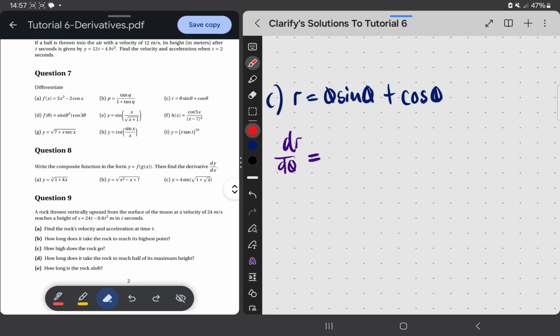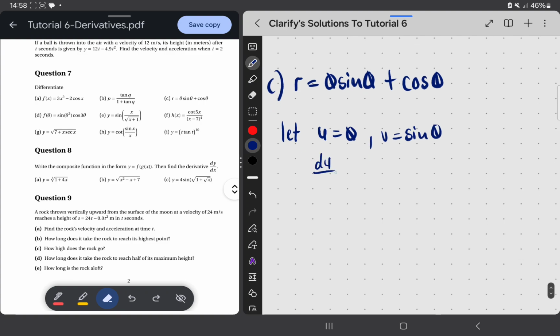So this is going to be the product rule, when you have two functions next to each other multiplying each other. Now, how do you do the product rule? If you want to do it the long way, let u be equal to theta, and v be equal to sine theta, because they are multiplying each other. Then u prime is 1 and v prime is cos theta. Derivative of sine is cos.